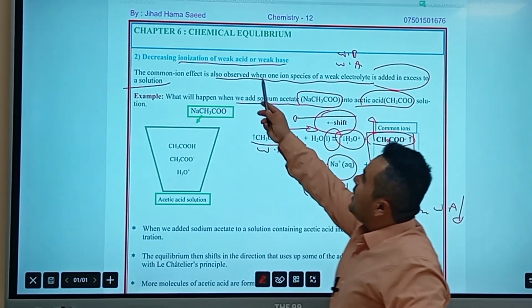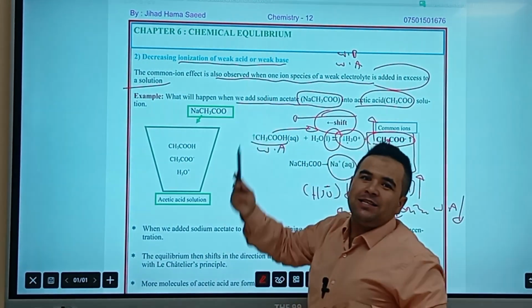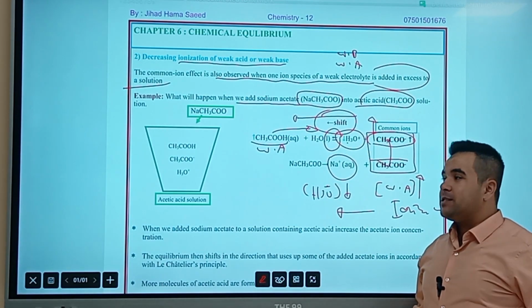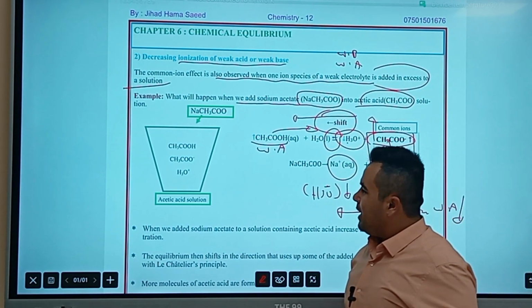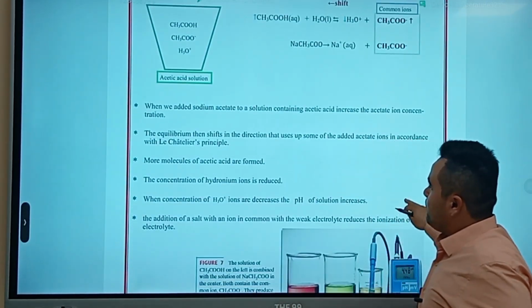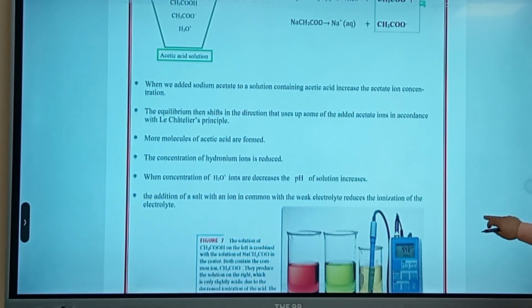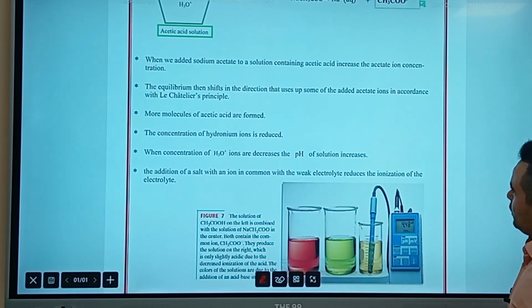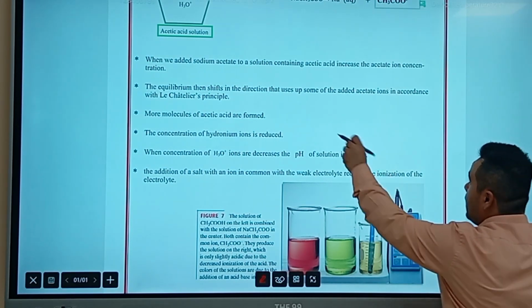That's how we said a decrease in ionization of weak acids or weak bases, because it shifts the equilibrium toward the reactant side, the weak acids and weak bases. Let us talk about the pH, pOH, hydronium and hydroxide, guys.